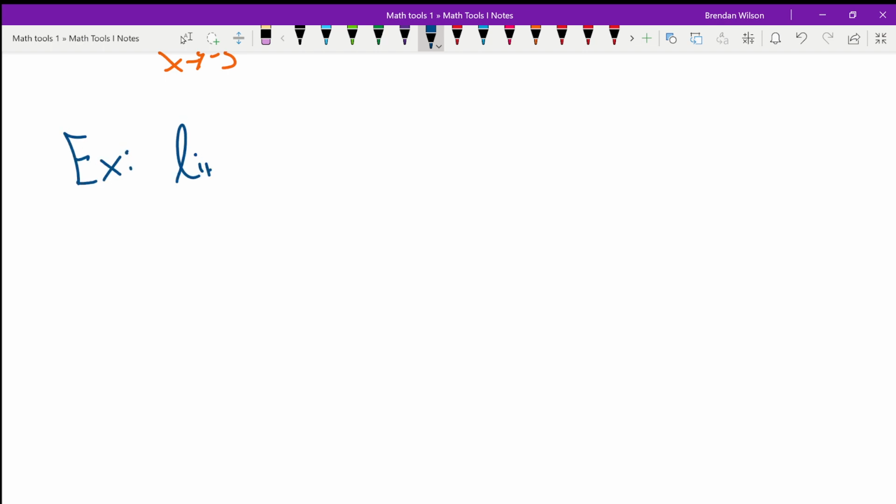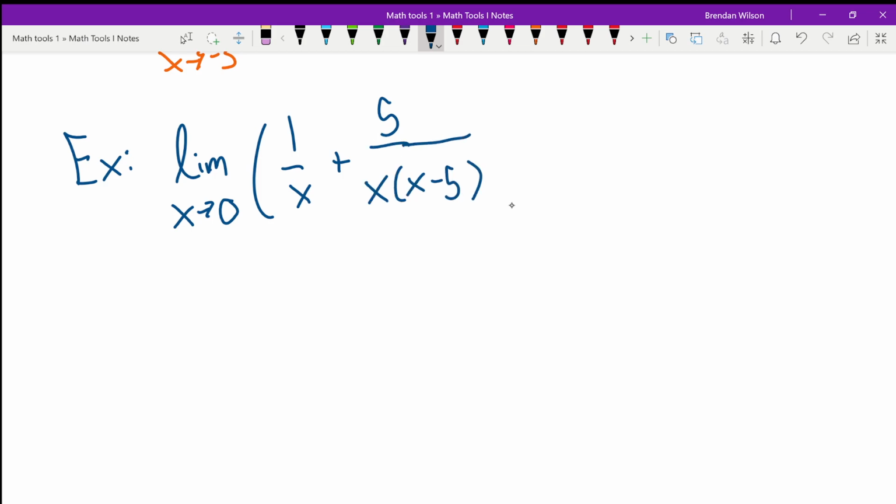So let's look at this one, for example. This one doesn't really fall into one of the other categories. So we have the limit as x approaches 0 of 1 over x plus 5 over x times x minus 5. Okay.